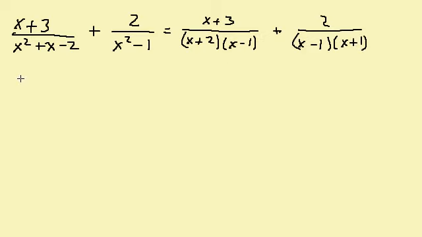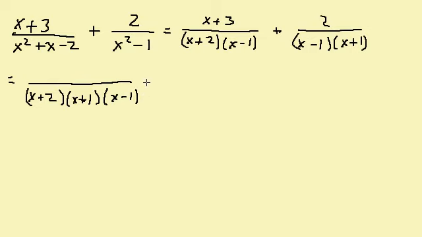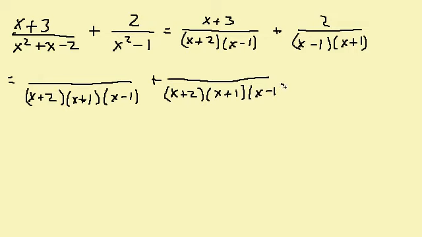Now I need a common denominator. So my common denominator is x plus 2 times x plus 1 times x minus 1. There's my common denominator. So now, what do I need to multiply to this denominator, x plus 2, x minus 1, to get my common denominator?